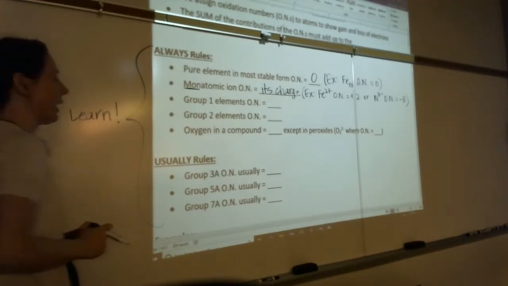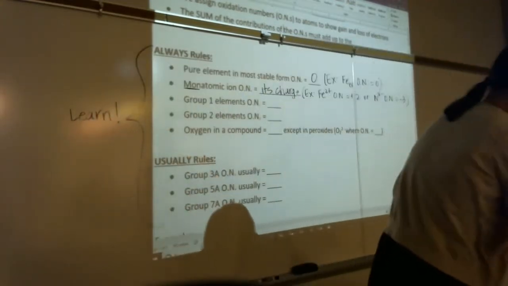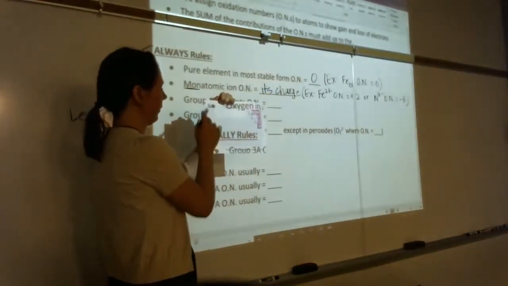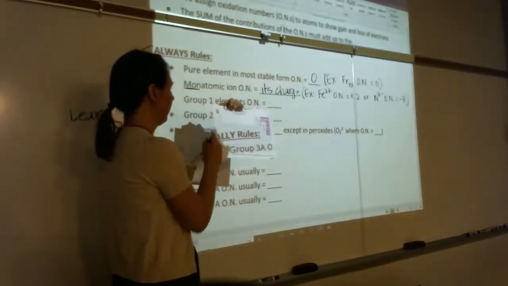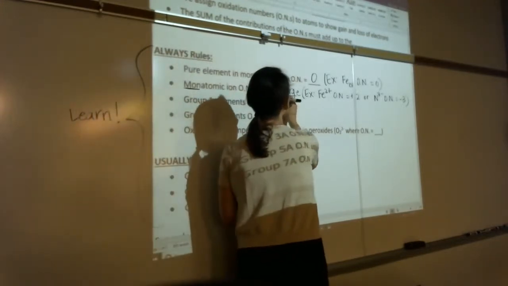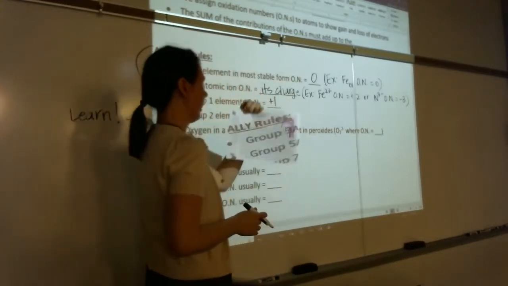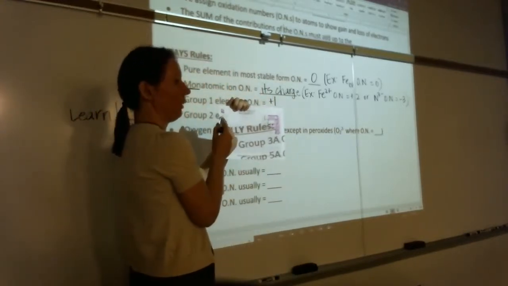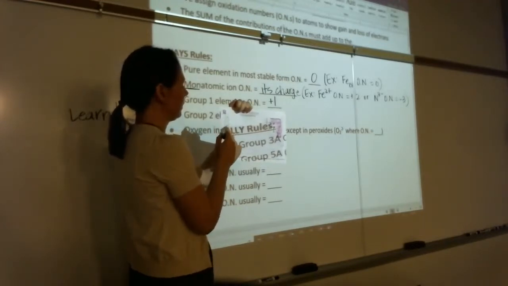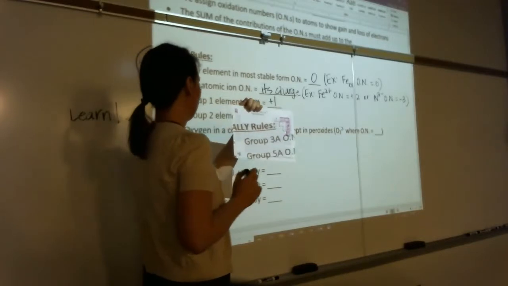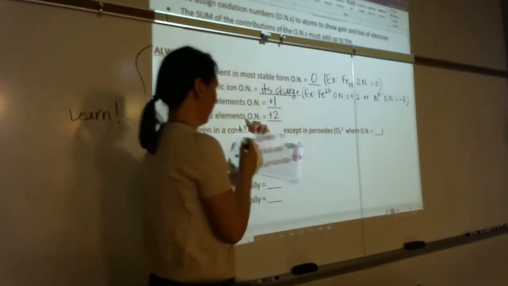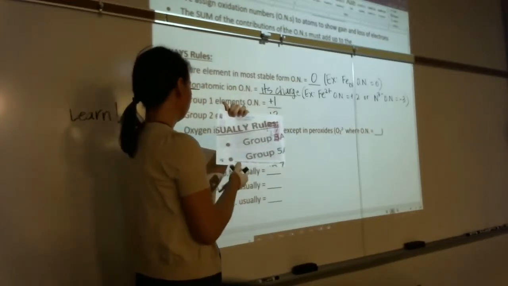All right, your group 1 elements. Who remembers where group 1 is on the periodic table? It's these guys: hydrogen, lithium, sodium, potassium, etc. These guys' oxidation numbers are all +1. So the oxidation number of lithium in a compound would be +1. Group 2 elements, so that would be beryllium, magnesium, calcium, etc. These guys' oxidation number is all +2. You can always count on that rule.